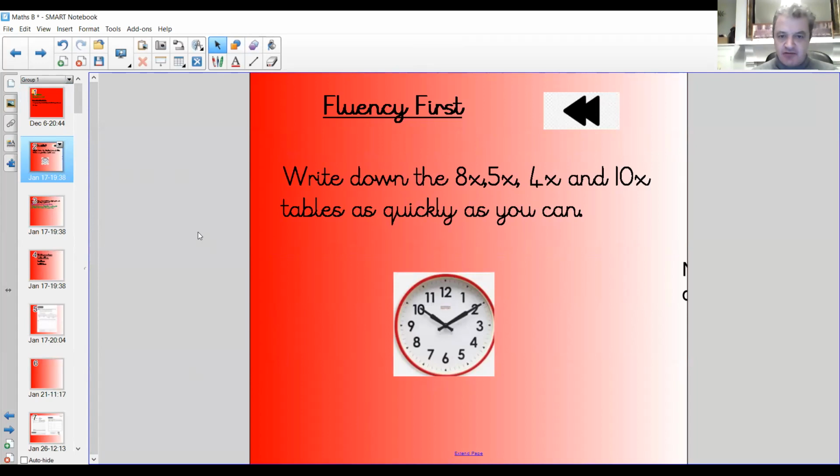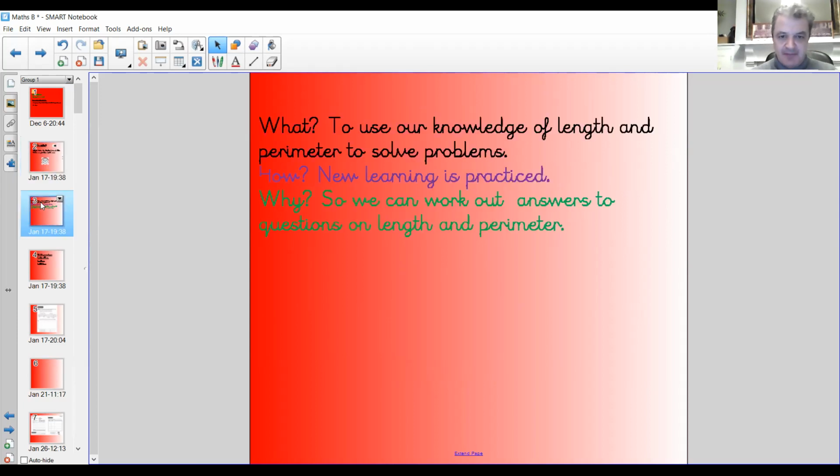Fluency first. What I want you to write down are the 8 times, 5 times, 4 times, and 10 times tables as quickly as you can. As we're going on to money soon, I thought it'd be useful to really nail those 5 and 10 times tables and have them at our fingertips. See if you can do each set of times tables in 2 minutes. That gives you 8 minutes in all. Go.